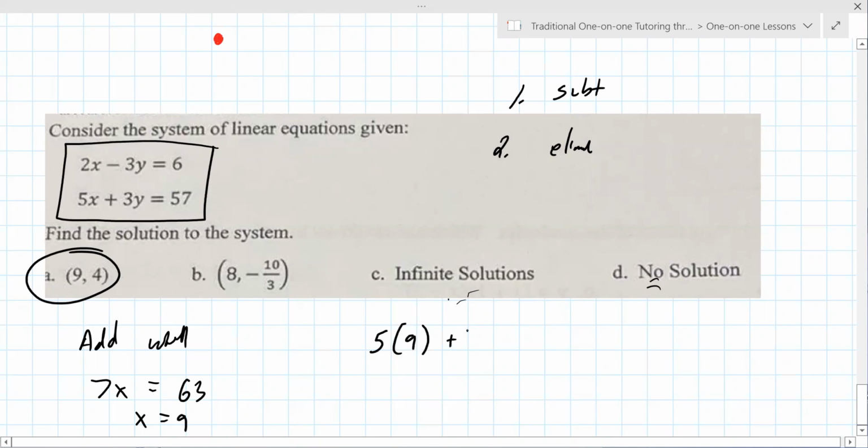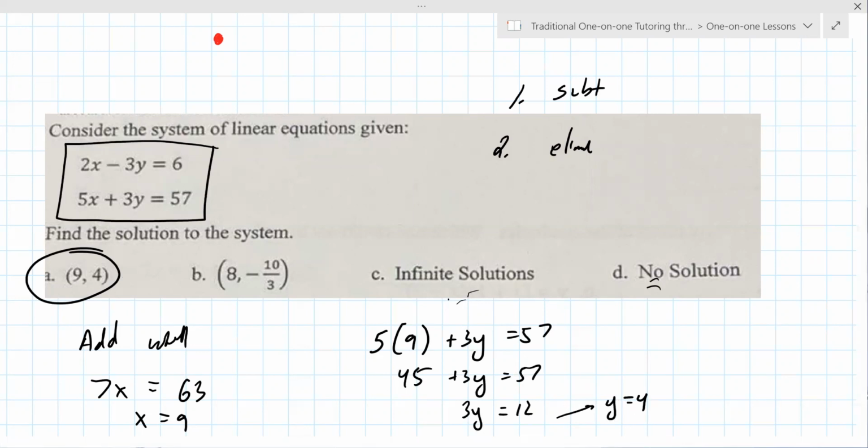So 9 plus 3y equals 57. 45 plus 3y equals 57. 3y equals 12, and then y does equal 4. Okay. All right, let's look at the next question.